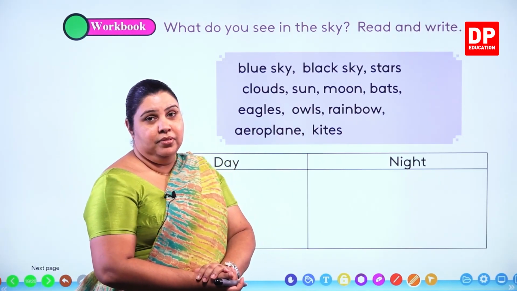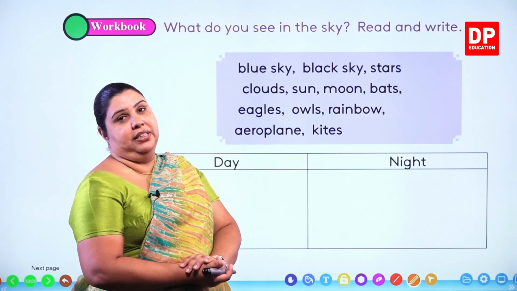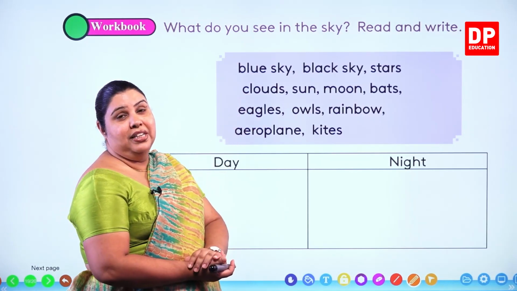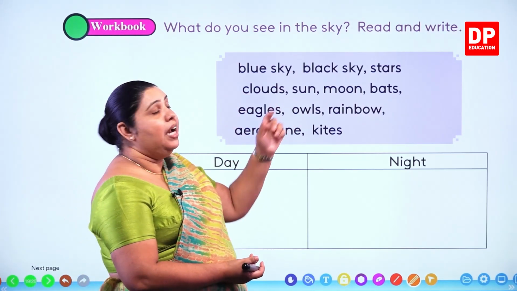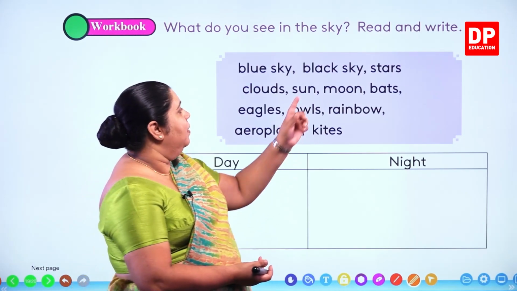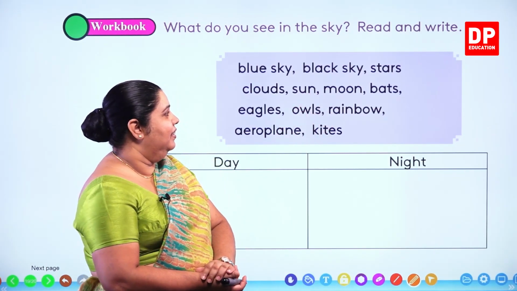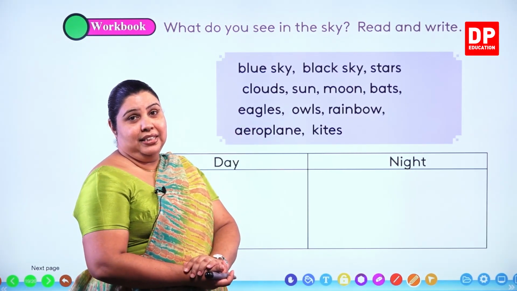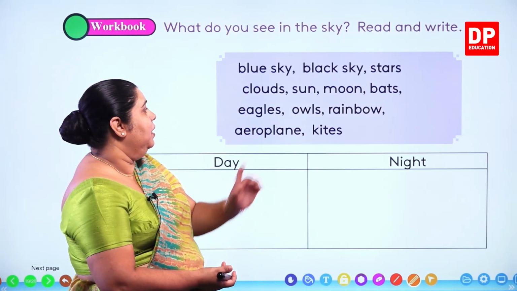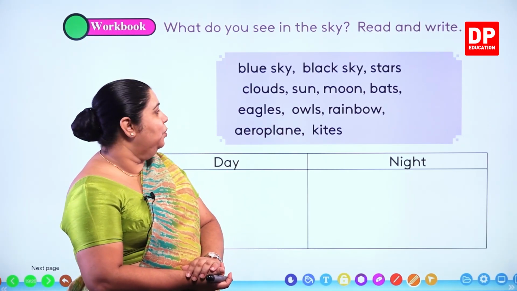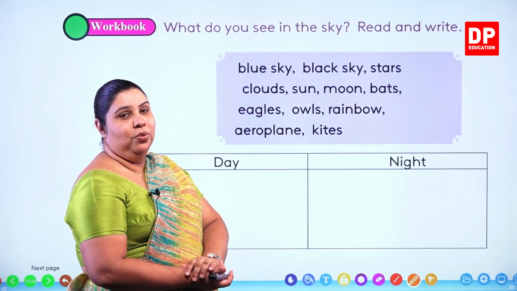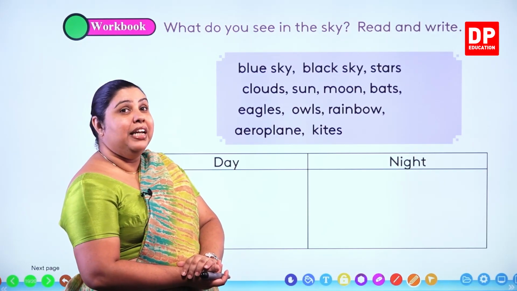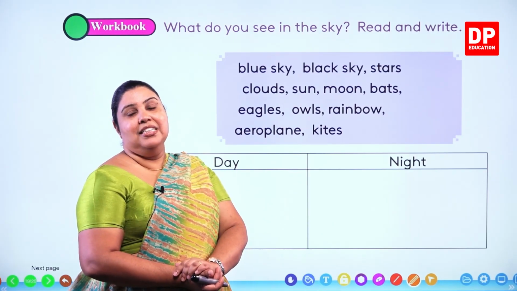Black sky. කළු පාට වෙච්ච අඳුරු අහස. Stars, තරු. Clouds, වලාකුළු. Sun, ඉර. Moon, හඳ. Bats, වවුලෝ. Eagles, ඒ කියන්නේ උකුස්සෝ. Owls, බකමූණෝ. Rainbow, මොකක්ද ඒ කියන්නේ පුතේ? දේදුන්න. Aeroplane, plane එකක්. Kites, සරුංගල්.